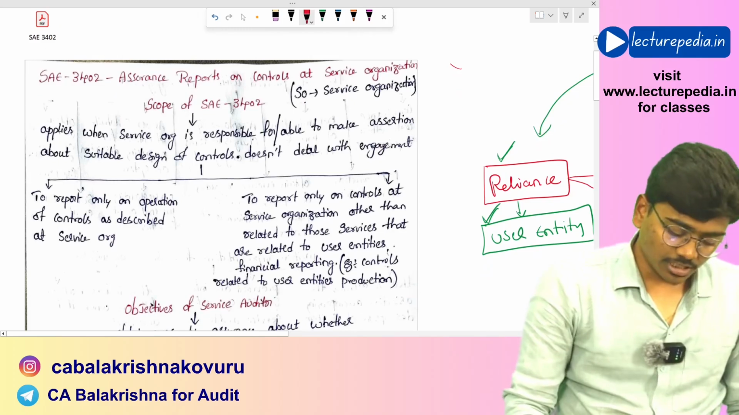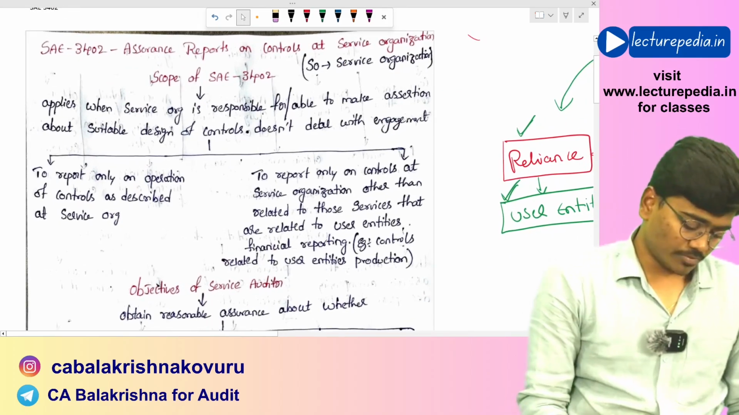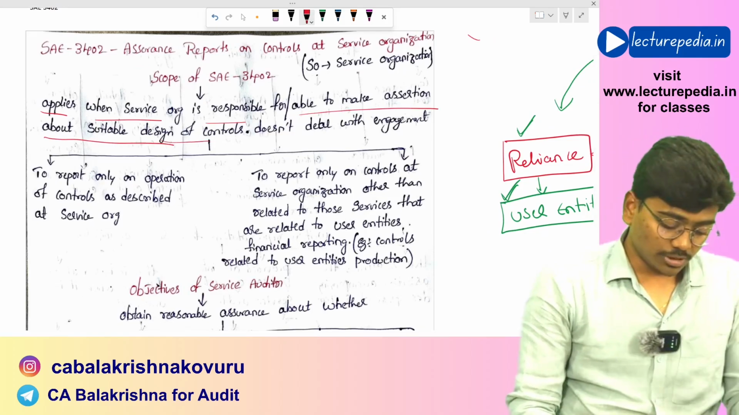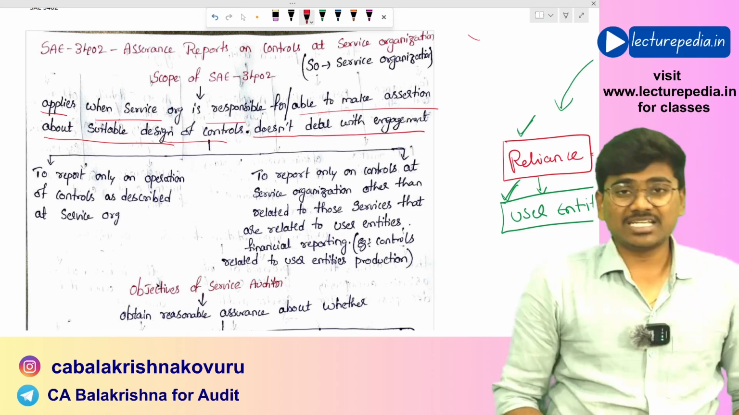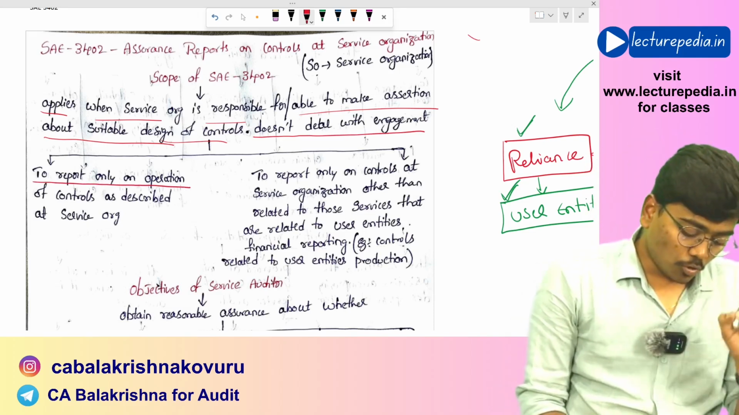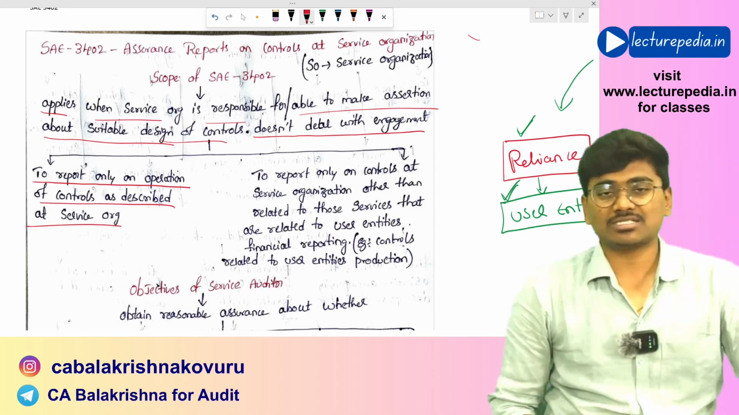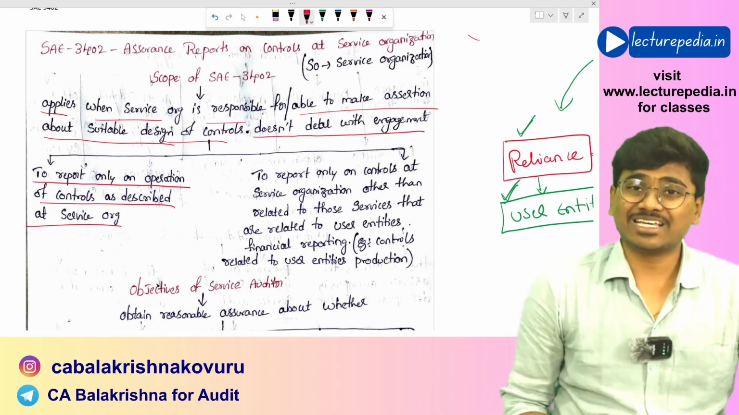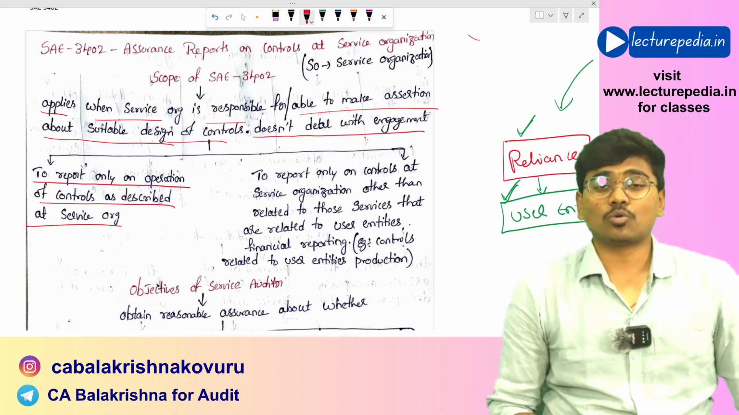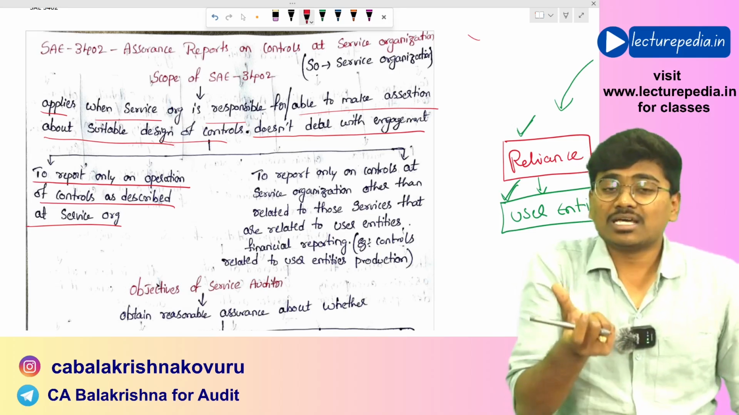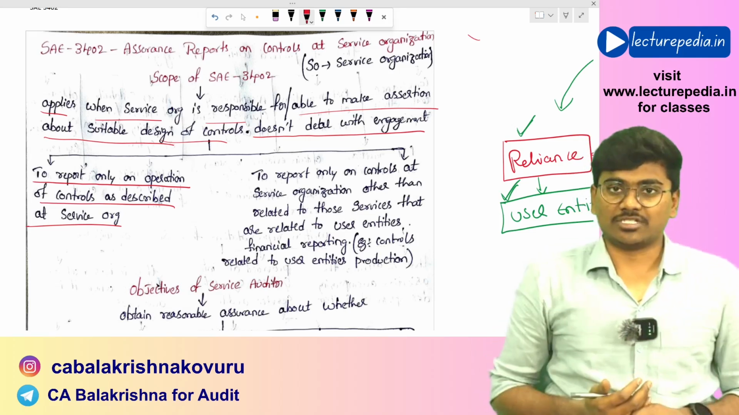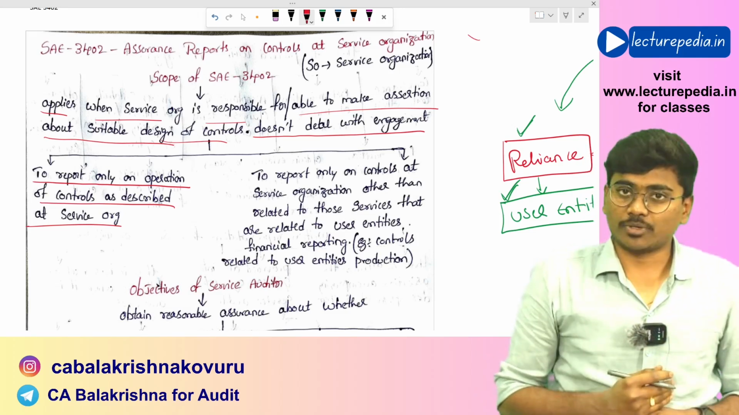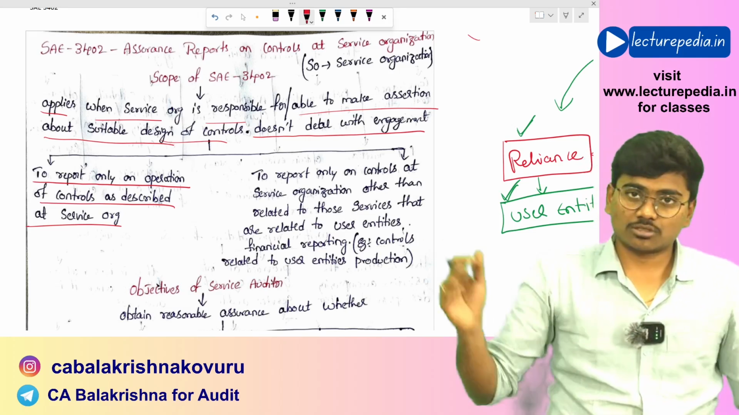If you see, the scope of SAE 3402 applies when the service organization is responsible for, or able to make, an assertion about the suitable design of controls. It does not deal with engagements to report only on the operation of controls as described in the service organization. SAE 3402 is not applicable where the auditor is appointed to provide assurance only on the controls at the service organization with respect to its own activities, which have no relation to the service the organization is providing.